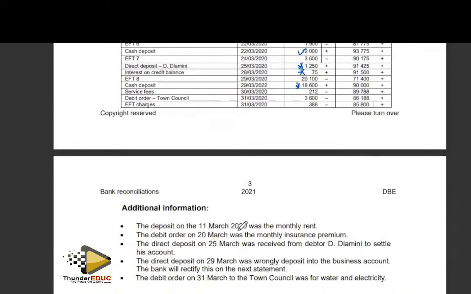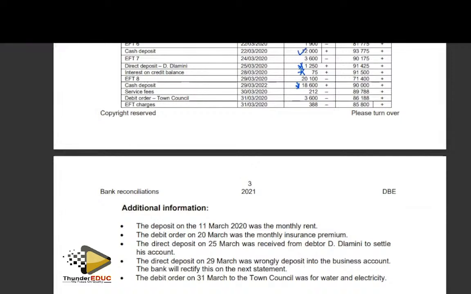They are saying the deposit on the 11th of March, which is this date, was the monthly rent. So this description, this information, assists us to determine how we are going to record this item in our bank reconciliation statement. So I'm going to go to our bank reconciliation statement, and who gave us the money?